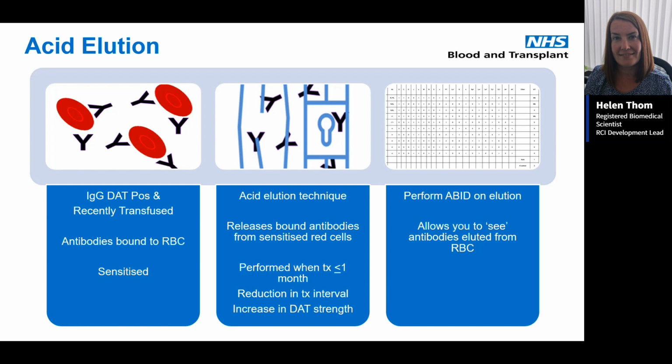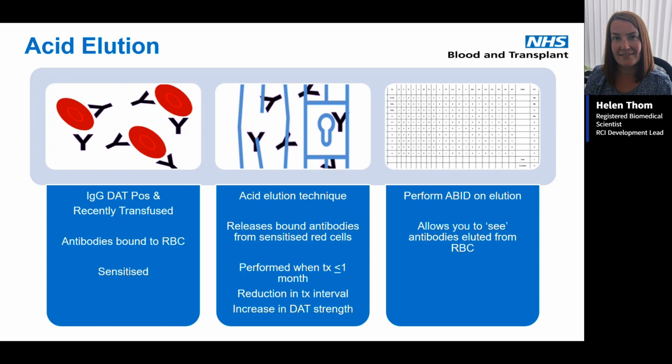And the reason that we do this is because you don't want any unbound antibody to interfere with your testing. It could neutralize your antibodies that are there, give you sort of false negatives and things. But you actually want to see what's bound, so you just need to wash off the plasma because it's the red cells that you're interested in this case. So we generally tend to perform these when the patient's been transfused within the last month. We can do them when there's been a reduction in the transfusion interval. So if you've got a patient who only gets transfused once a month, then all of a sudden they're coming in every week, you might start thinking, well, I best do an eluate because there could be something underlying there.